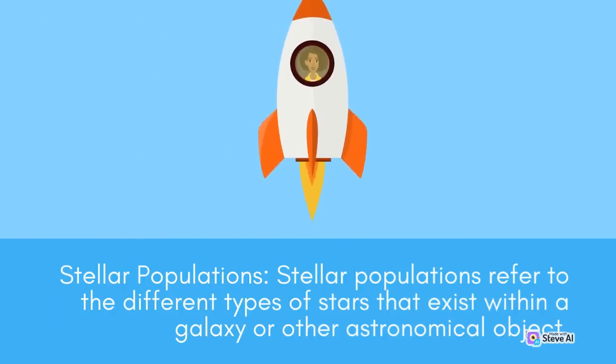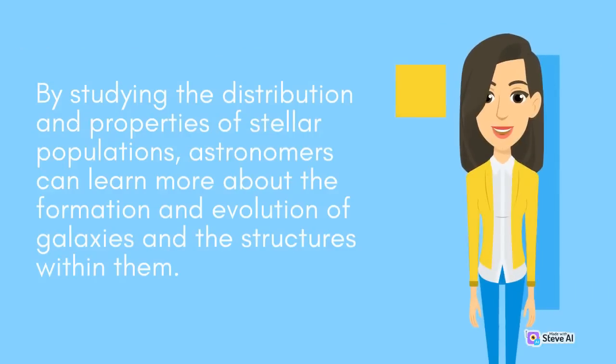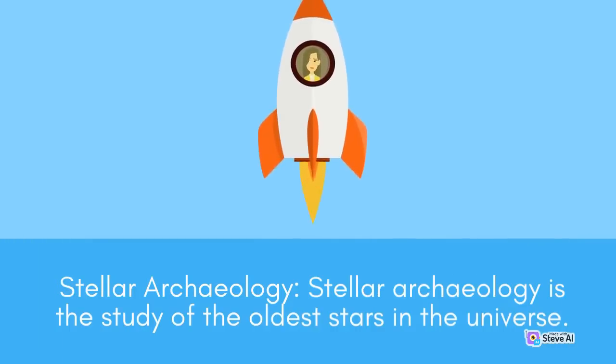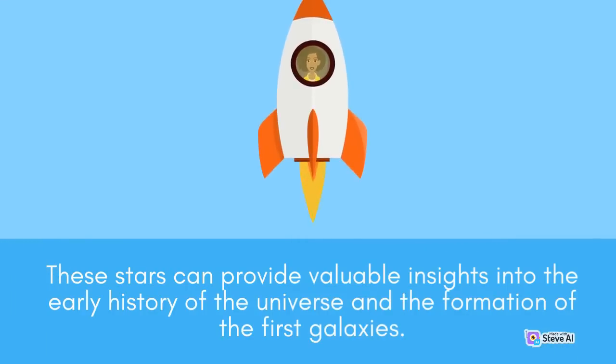Stellar populations. Stellar populations refer to the different types of stars that exist within a galaxy or other astronomical object. By studying the distribution and properties of stellar populations, astronomers can learn more about the formation and evolution of galaxies and the structures within them. Stellar archaeology. Stellar archaeology is the study of the oldest stars in the universe. These stars can provide valuable insights into the early history of the universe and the formation of the first galaxies.